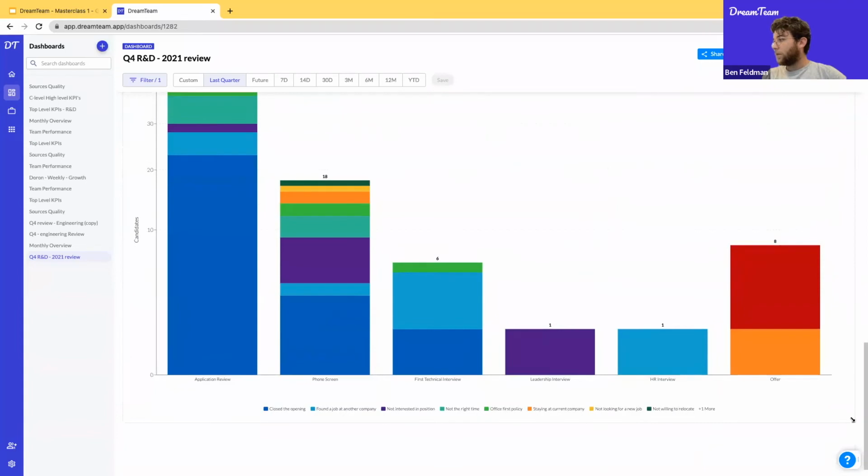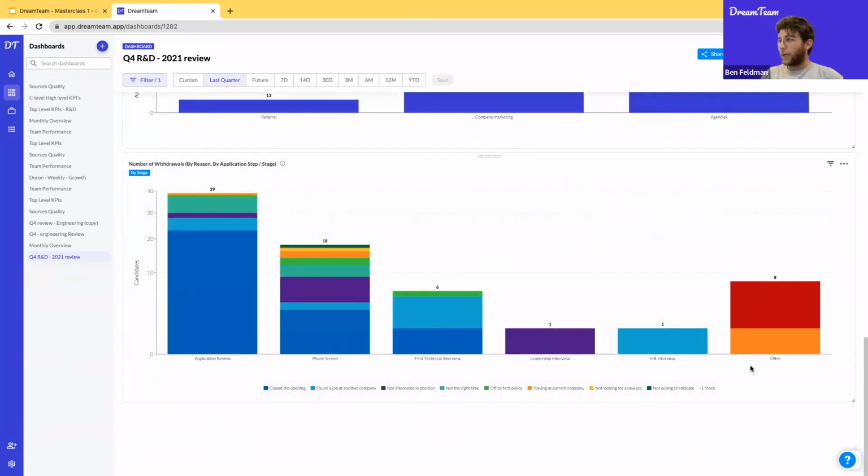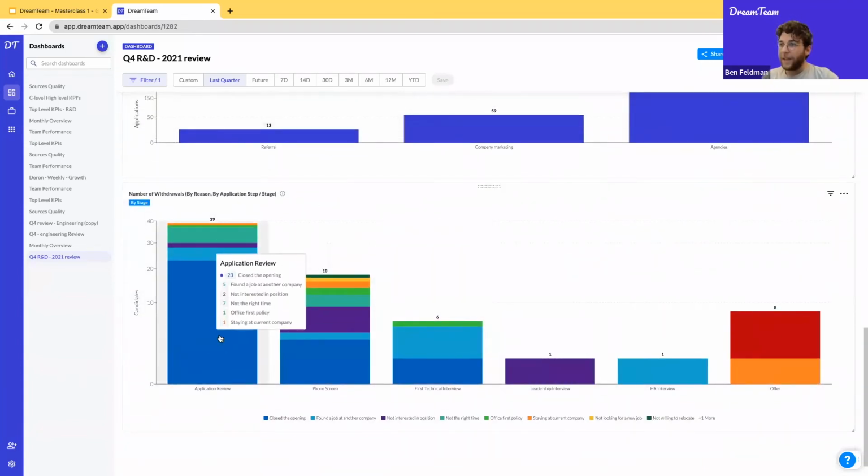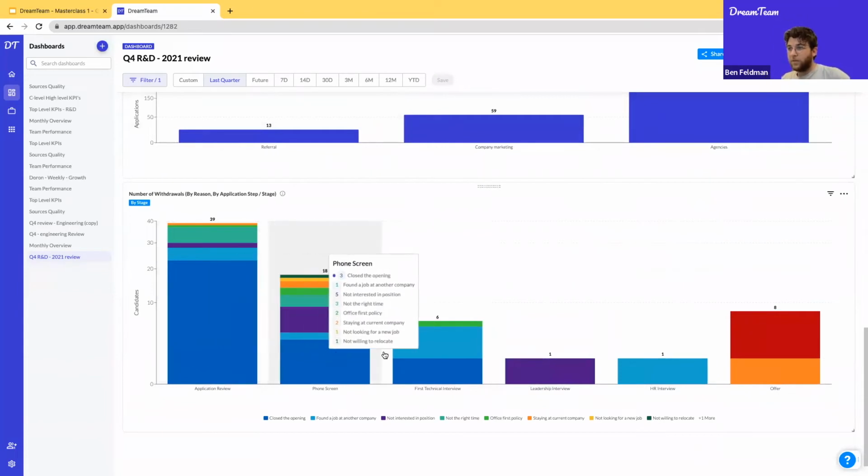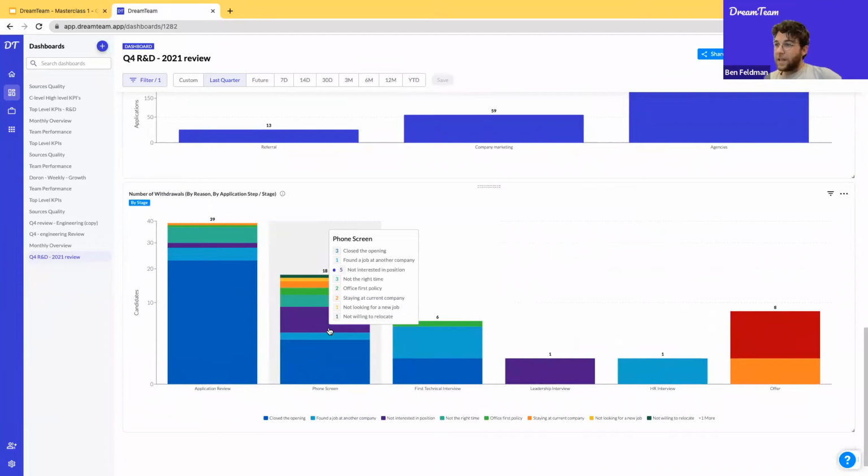Let's make it a little bit bigger. Okay, and now let's start looking at the specific reasons behind it. So we see in the phone screening, the main reason is not interested in position. That's arguably a good thing, right?